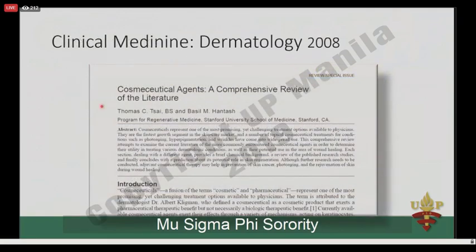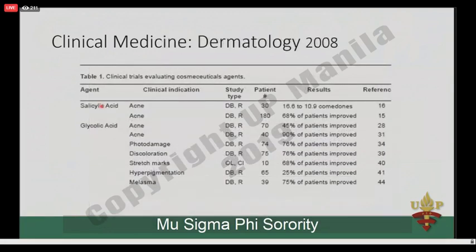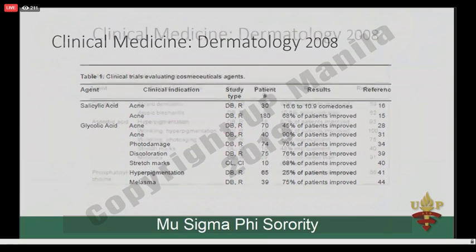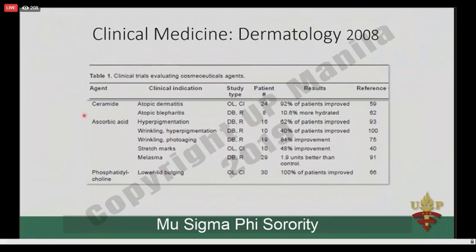So many clinical studies were made to evaluate these cosmeceutical agents. This review showed that cosmetics for acne, which contain salicylic acid and glycolic acids, usually work. Ceramides or moisturizers usually work. Ascorbic acid does, and phosphatidylcholine does work for improvement of the skin.